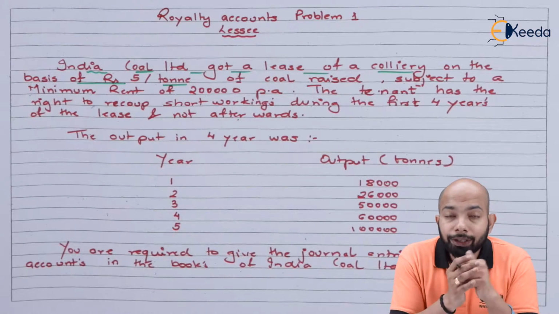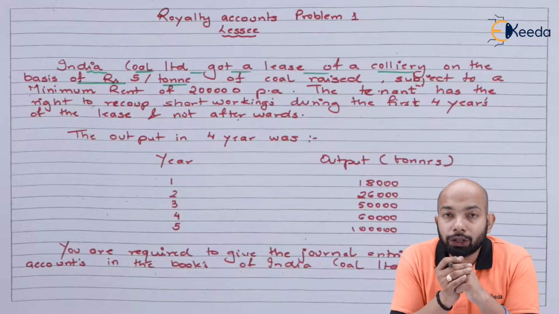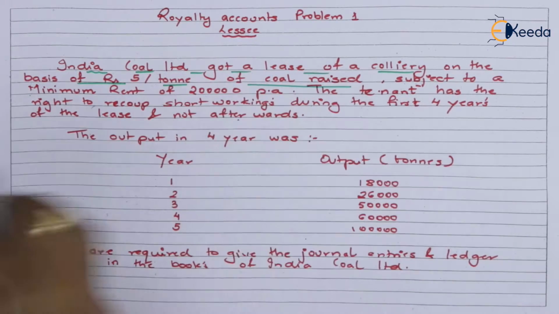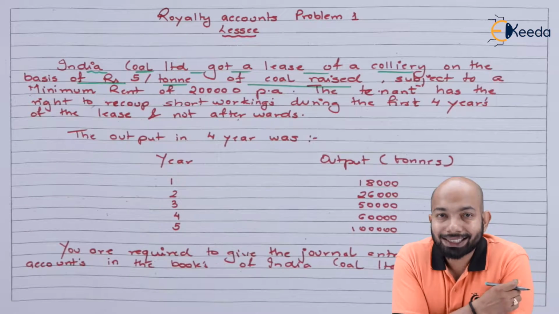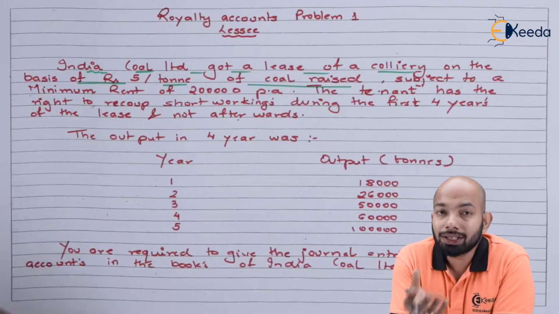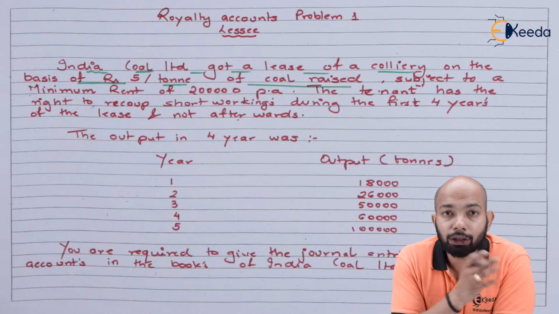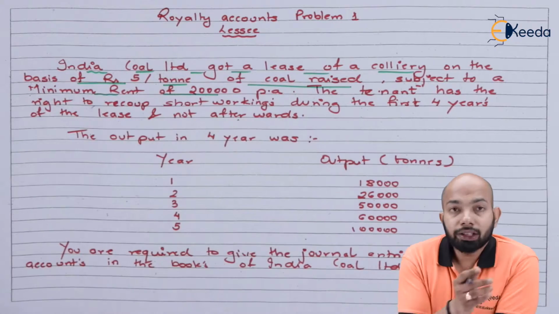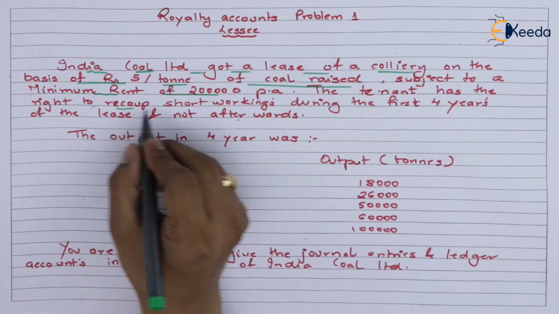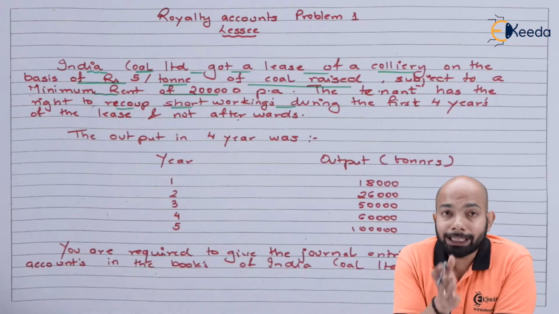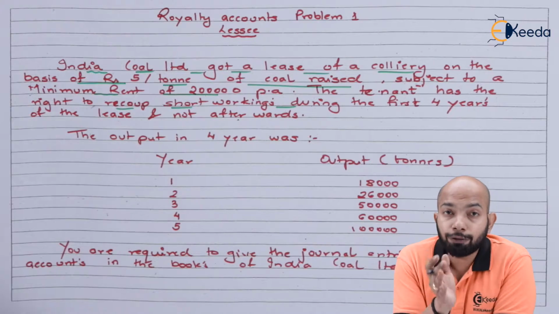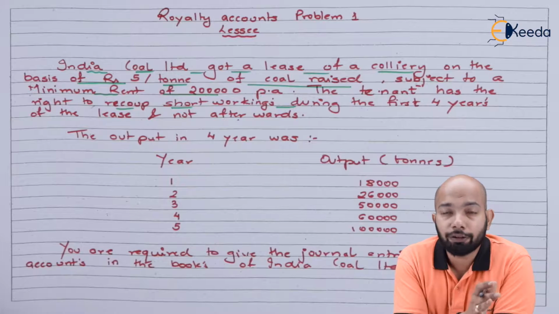So India Coal Limited got a lease of a colliery at the rate of 5 per ton, on the basis of the coal raised. That means India Coal Limited is the lessee here, who has got a lease from the lessor at the rate of 5 per ton. The minimum rent decided was 2 lakh per annum. The tenant, that means India Coal Limited, had the right of recouping the short workings for the first 4 years itself and nothing after that.